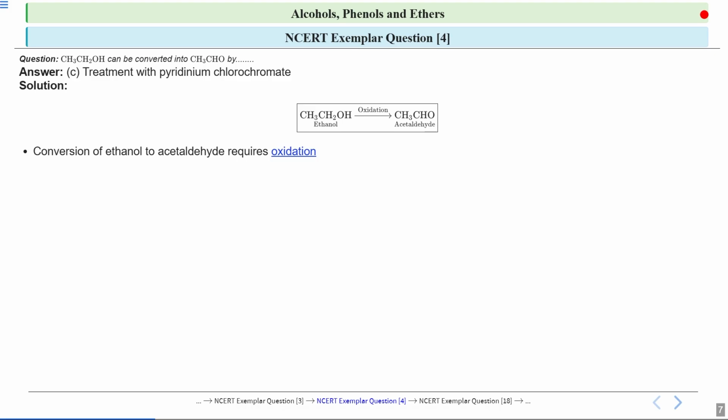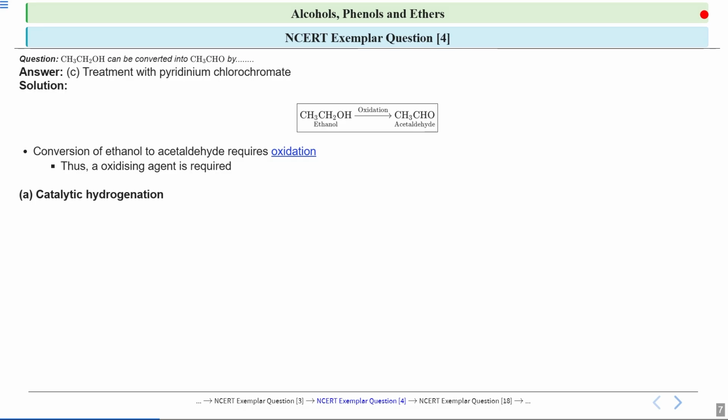If you're doing oxidation, you require oxidizing agents. Oxidizing agents are substances that can accept electrons from other substances, thereby oxidizing them. So thus, an oxidizing agent is required. Now let us check all the options one by one.